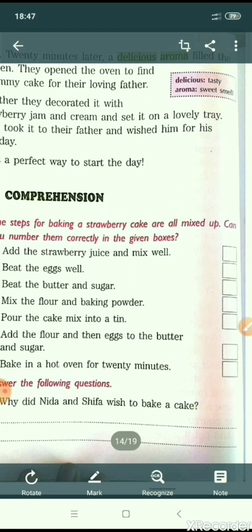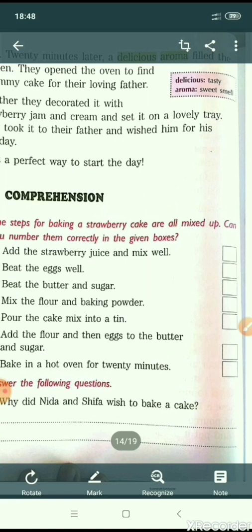Number 3, beat the butter and sugar. We will write 3 in the box given in front of that sentence. Beat the butter and sugar. Then number 4, add the flour and then eggs to the butter and sugar. We will write number 4 in the box in front of the sentence. Add the flour and then eggs to the butter and sugar.